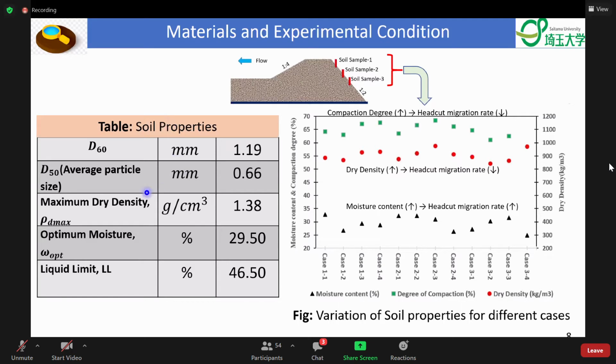To construct our embankment model, we used lime improved soil having D50 0.66 millimeter, and as the soil compaction degree, dry density and moisture content have significant effect on head cut migration, throughout all cases we controlled these properties so that they do not affect the head cut migration.